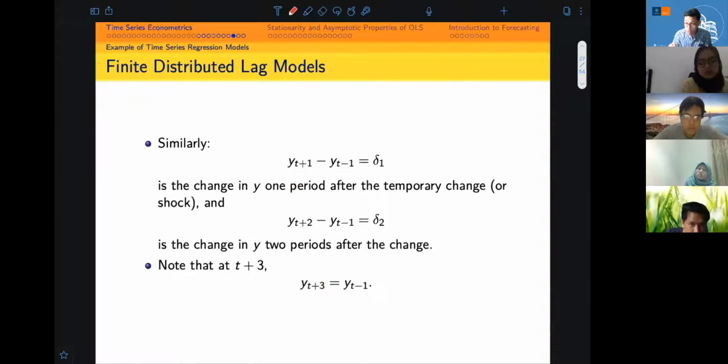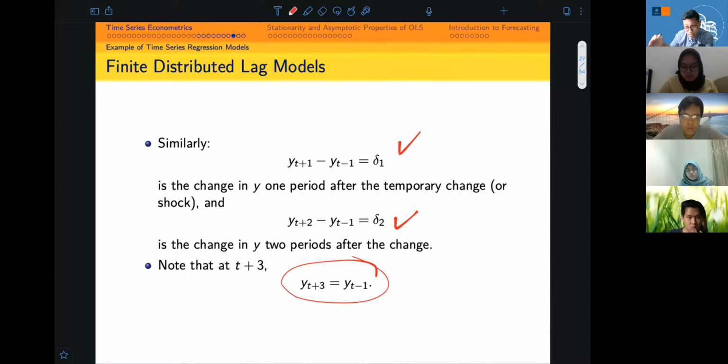Similarly, if you do YT plus 1 and YT minus 1, YT plus 2 and then YT minus 1, you can actually get the change in Y 1 period after the temporary change or the shock. And then this is the change in Y 2 periods after the shock. Okay, so again, delta 1 is the change in Y 1 period after the shock. Delta 2 is the change in Y 2 periods after the change. And you can see that it goes back to normal. The relationship is the same after 3 periods.